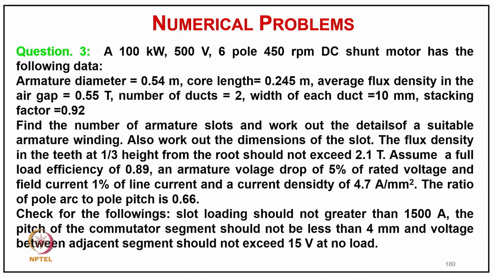Also work out the dimensions of the slot. The flux density at 1/3 height from the root should not exceed 2.1 Tesla, assuming a full load efficiency of 0.89, armature voltage drop of 5% of the rated voltage, field current 1% of the line current, and current density of 4.7 ampere per mm squared. The ratio of pole arc to pole pitch is 0.66, and check for the following. The slot loading will not be greater than 1500 ampere, the pitch of the commutator segment should not be less than 4 millimeter, and the voltage between adjacent segments should not exceed 15 volt at no load.